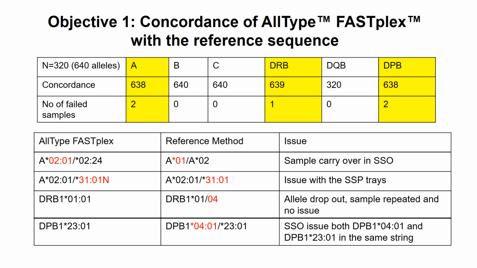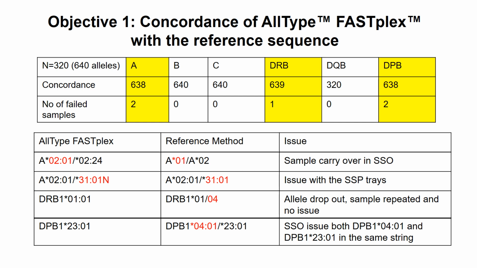The third discrepancy was DRB1*01:01 with AllType FASTplex, but with our reference method it was DRB1*01 and 04. And this was a case of allele dropout. When the sample was repeated using a different DNA, we found that it's actually matching our reference method, which is DRB1*01:01 and DRB1*04.